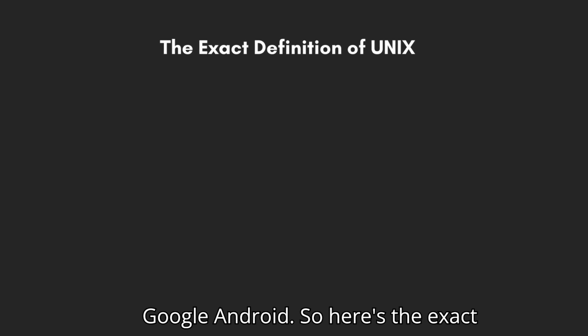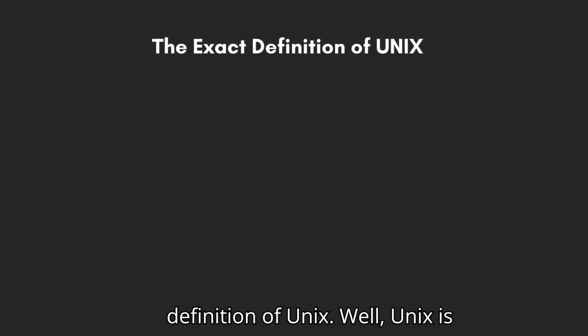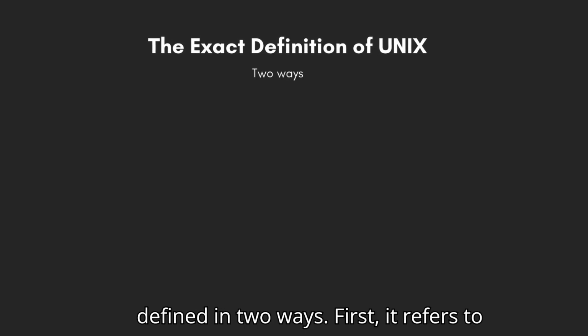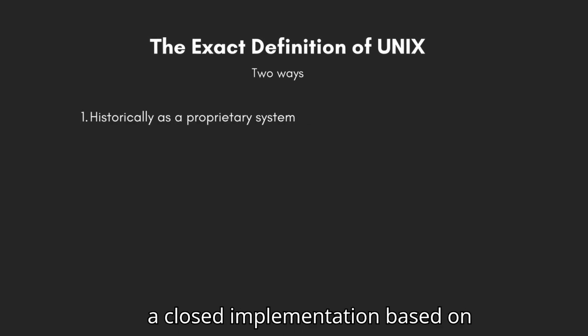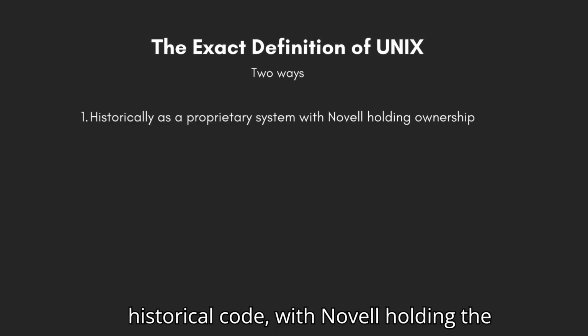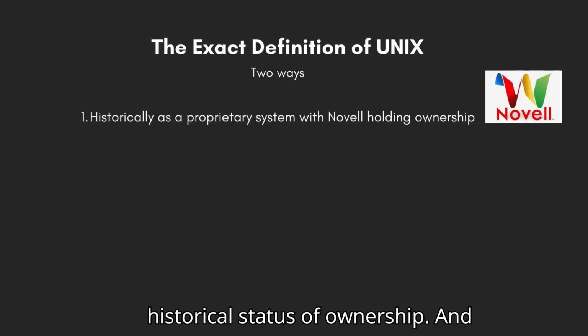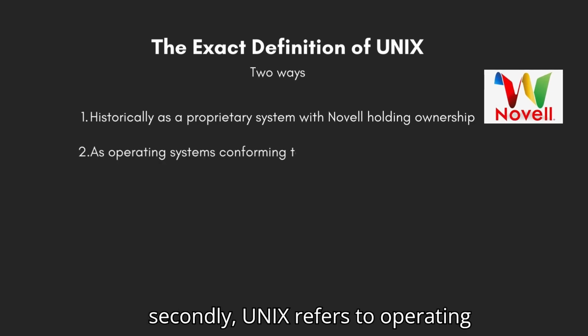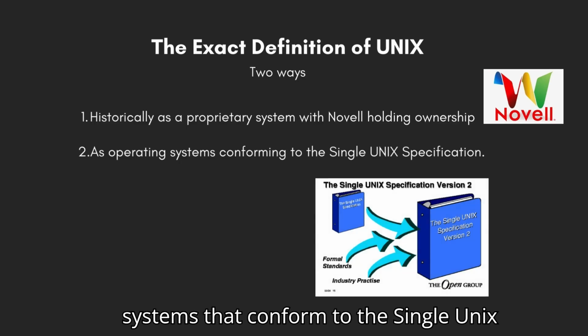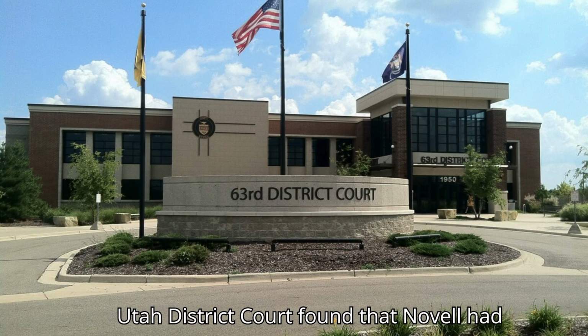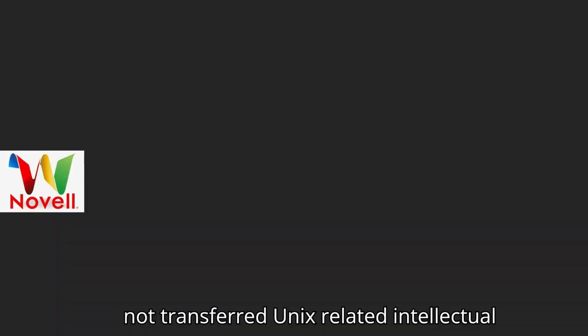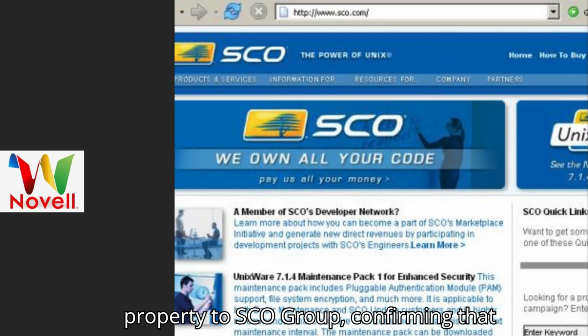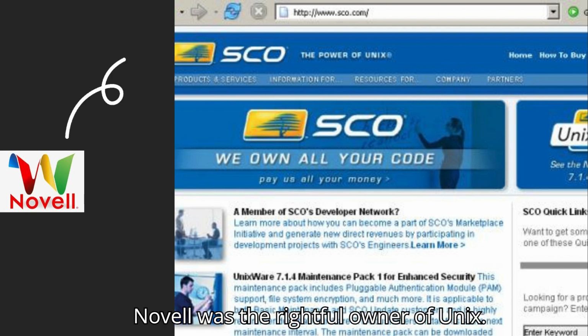So here's the exact definition of UNIX. Well, UNIX is defined in two ways. First, it refers to a closed implementation based on historical code, with Novell holding the historical status of ownership. And secondly, UNIX refers to operating systems that conform to the Single UNIX Specification. In March 2010, a Utah district court found that Novell had not transferred UNIX-related intellectual property to the SCO Group, confirming that Novell was the rightful owner of UNIX.